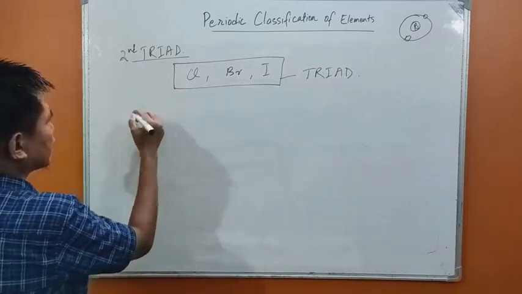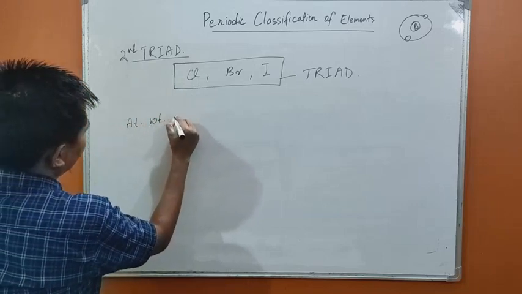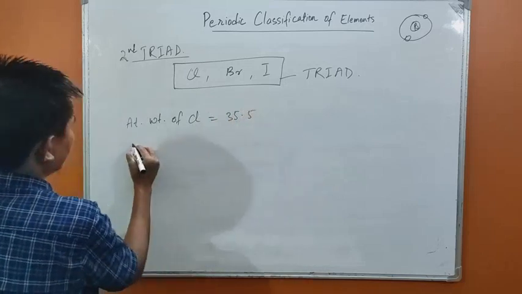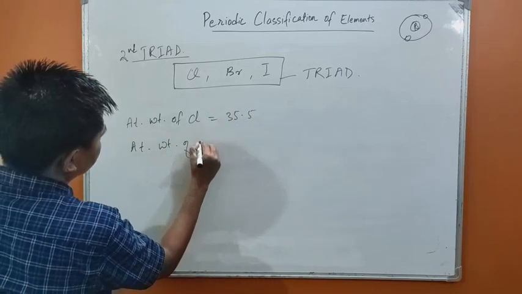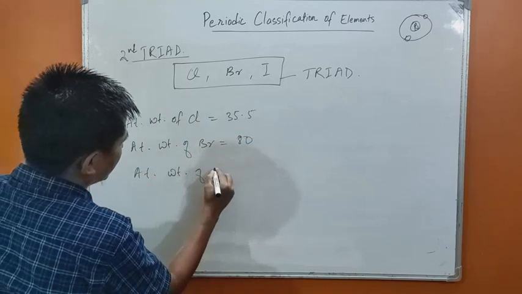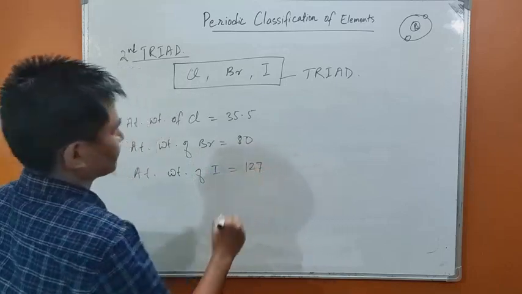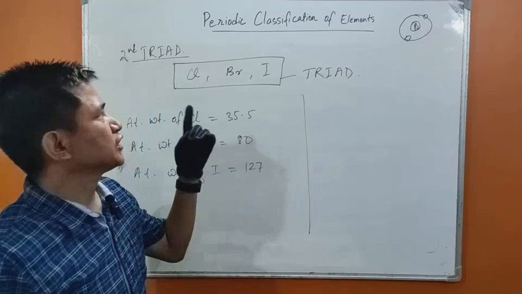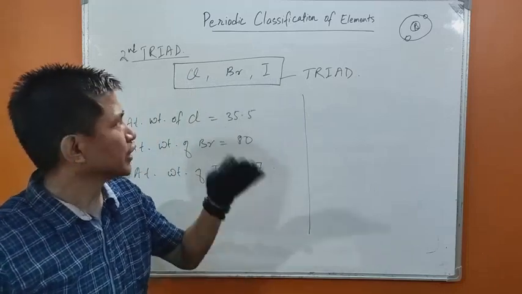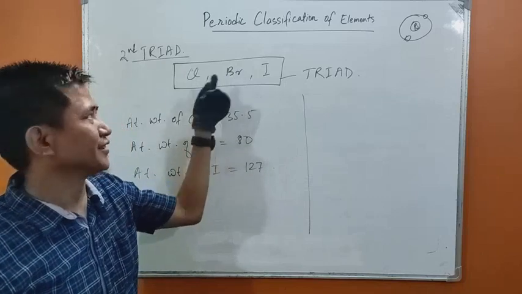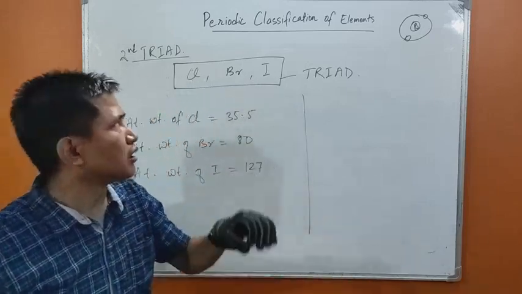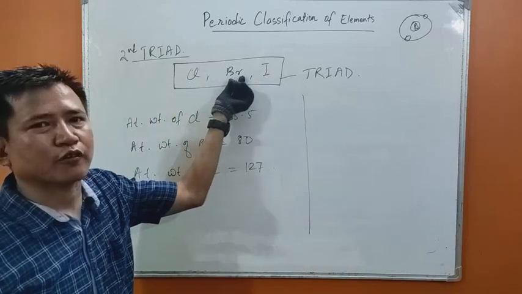Let us write the atomic weight of chlorine. Atomic weight of chlorine is equal to 35.5. Atomic weight of bromine equals 80. Atomic weight of iodine equals 127. Okay, now let's check his triad. According to Doberiner, the average of atomic weights of the first and the third element should be equal to or very close to the atomic weight of the middle element. Let me tell you again. The average of atomic weights of the first and the third element should be very close to or exactly equal to the atomic weight of the middle element.